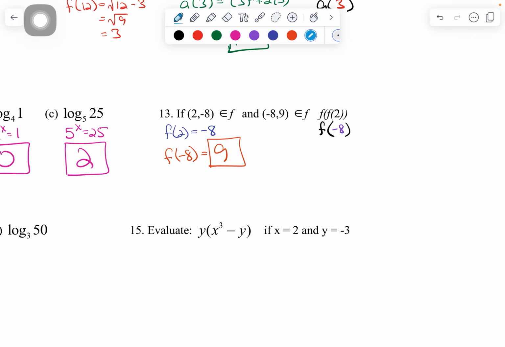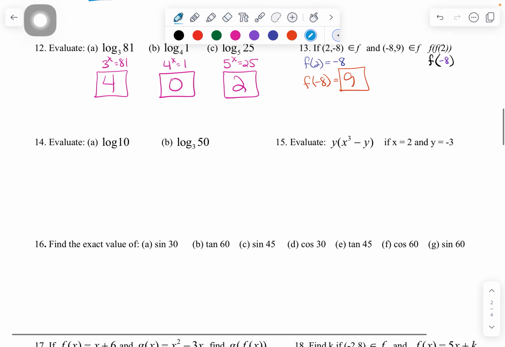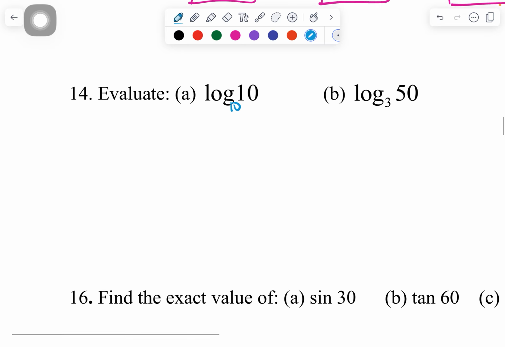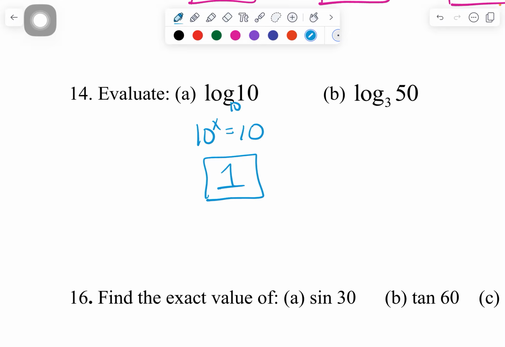All right. Question number 14, part A and part B, we're doing a little evaluation. When you have log of 10 like this, that's a base 10. So 10 to what power is equal to 10? That's going to be 1, right? 10 to the first is 10. Part B, though, 3 to some power is equal to 50. Yeah, just 50. I have no idea.